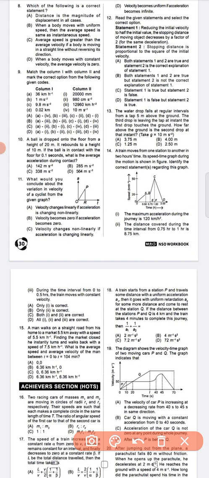So, for that, question number 14, C is the correct answer. Both 1 and 2 are the correct option.